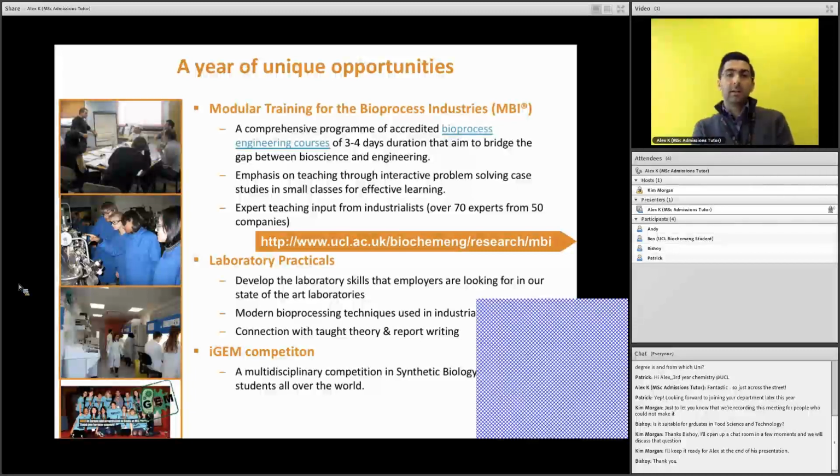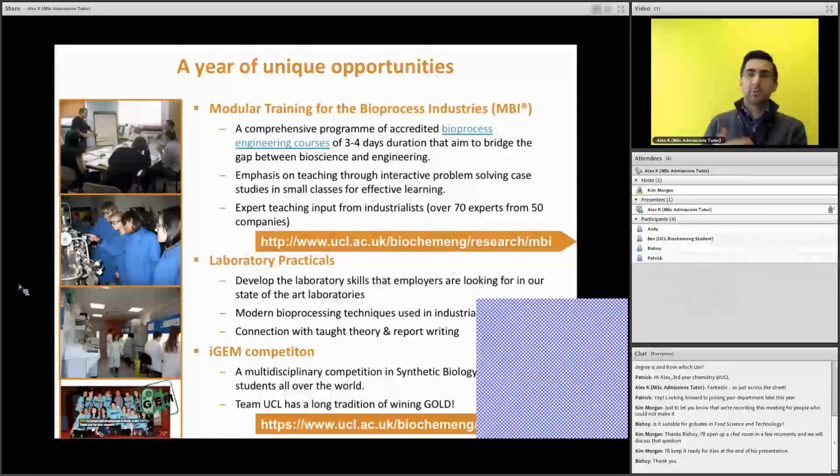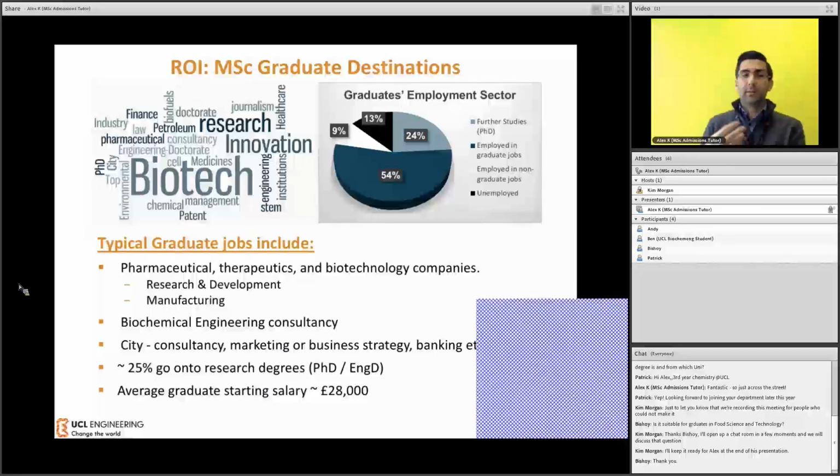Finally, a very interesting opportunity, if you find that interesting, is the iGEM competition. For those of you that are not familiar, iGEM is an international competition between universities. Each university has its own team. It's completely student-led, and every year there is an objective that the students need to find a solution to by genetically modifying a particular organism using pre-specified components. The UCL team is led by our department and has a pretty good track record of winning gold.